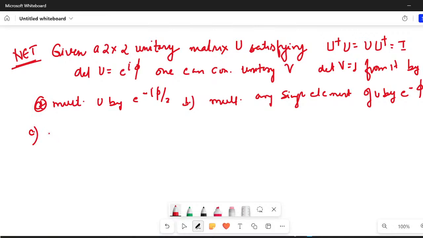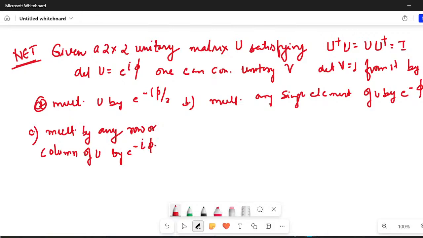Option C, multiplying any row or column of U by e raised to the power minus 5 by 2. And option D, multiplying U by e to the power iota 5. So this is your question.